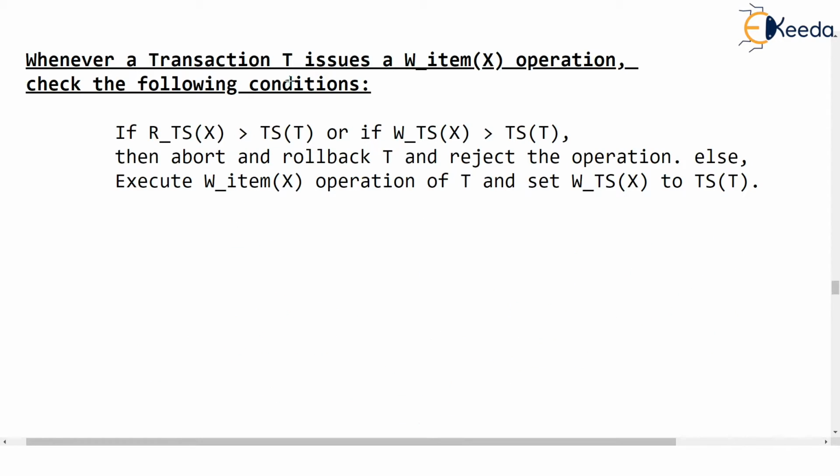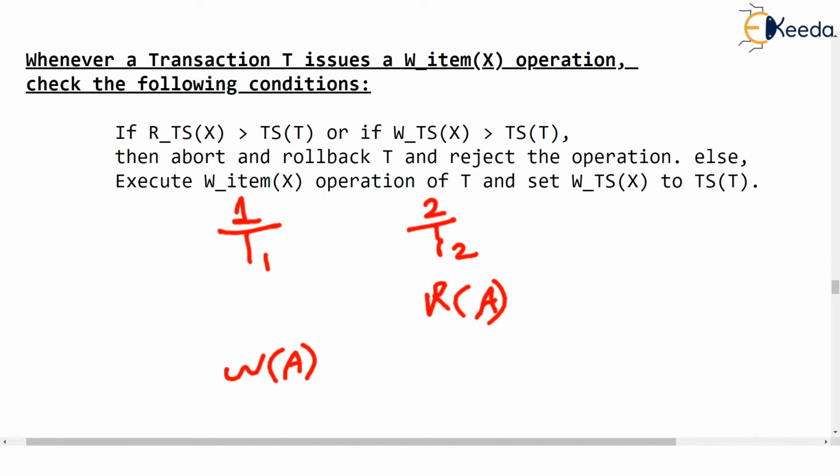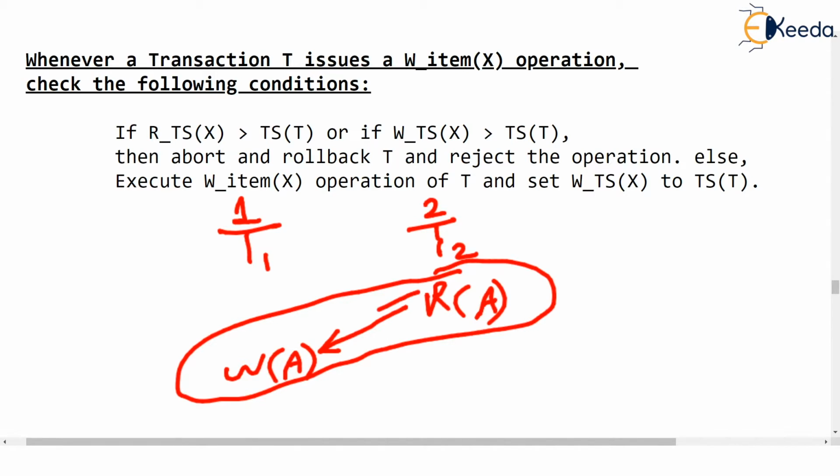Whereas if you think of again two transactions T1 and T2, where T1 is an older transaction with timestamp 1 and T2 is a younger transaction with timestamp 2, and imagine that read A and write A conflict as follows. Now watch, this read A write A conflict is emerging from the younger transaction to the older transaction, which is not allowed.